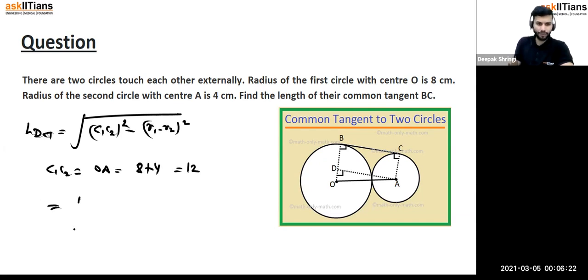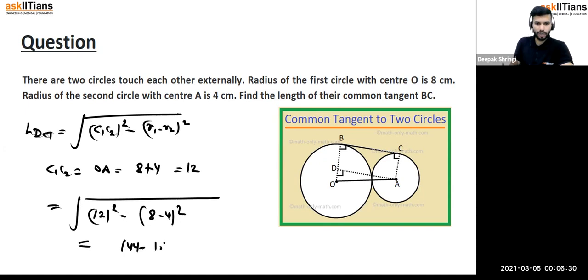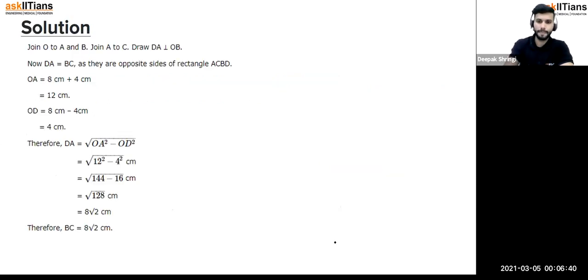R1 R2 you already have, so you'll just write 12 square minus (R1 minus R2) whole square. That means (8 minus 4) whole square, right? So 12 ka square 144, 4 ka square 16. So 128, right? Okay, guys. And that would be 2 power 7, so that means 8 root 2. That's your answer, right? That's it. 8 root 2 is the correct answer.